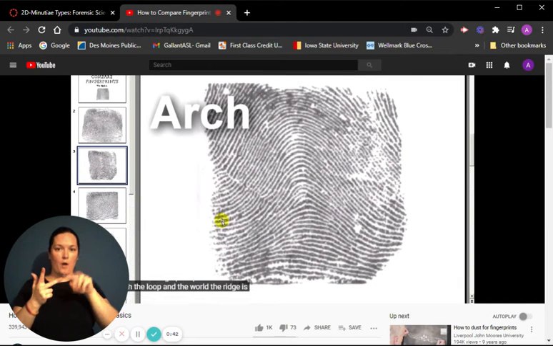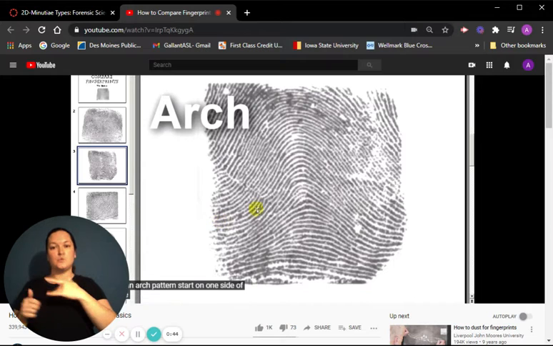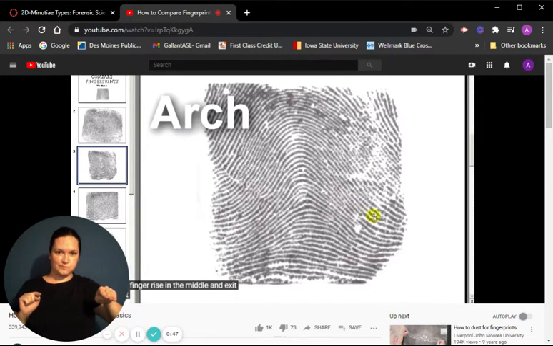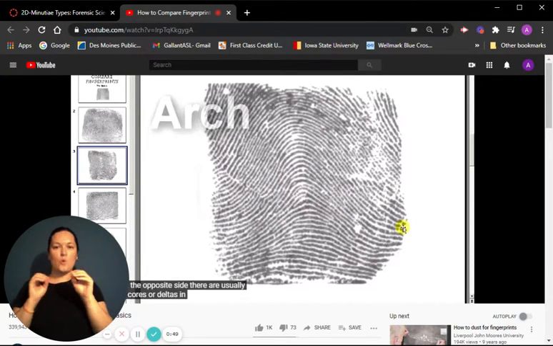The ridges in an arch pattern start on one side of the finger, rise in the middle, and exit out the opposite side. There are usually no cores or deltas in an arch.